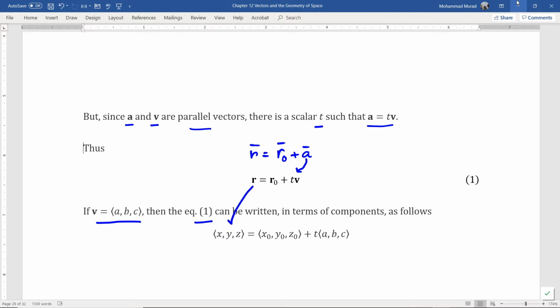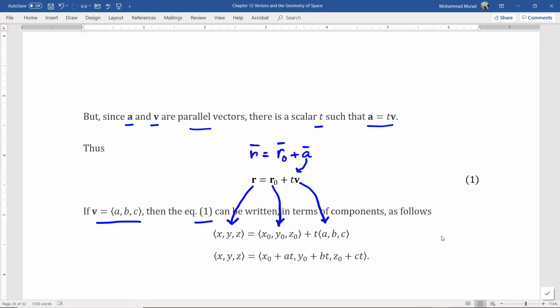R is the vector with components x, y, z, since it is the position vector of the point with coordinates x, y, z. And R sub 0 is the vector with components x sub 0, y sub 0, z sub 0, since it is the position vector of the point with coordinates x sub 0, y sub 0, and z sub 0. And V is replaced by the vector with components a, b, c.